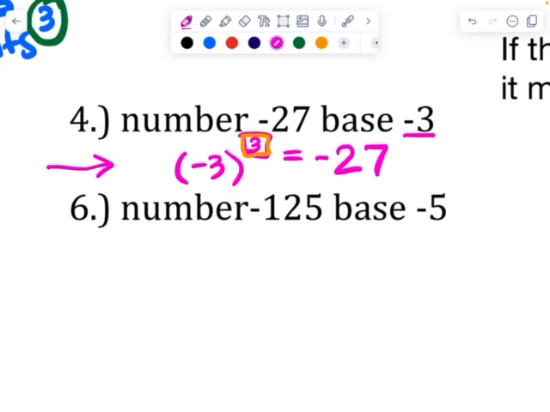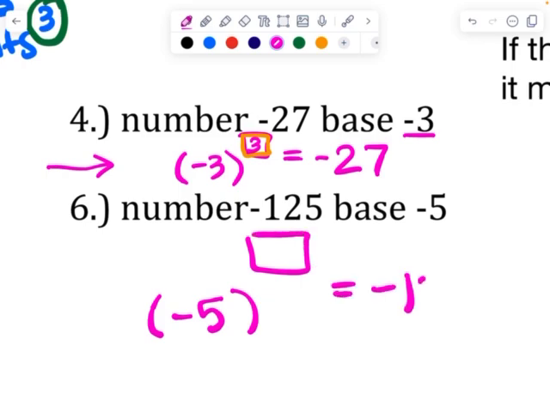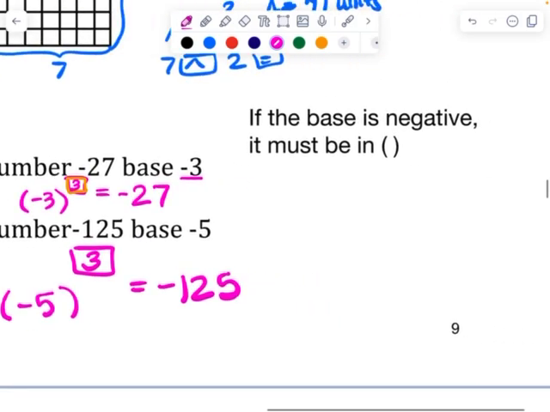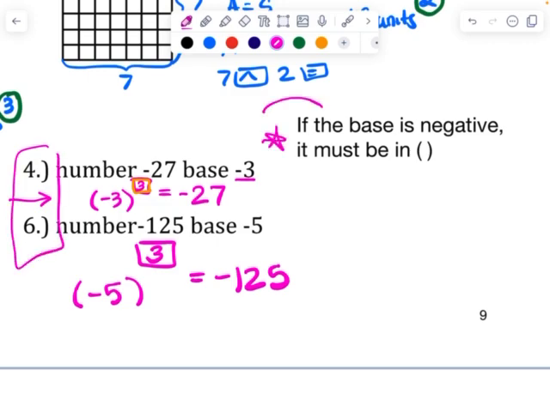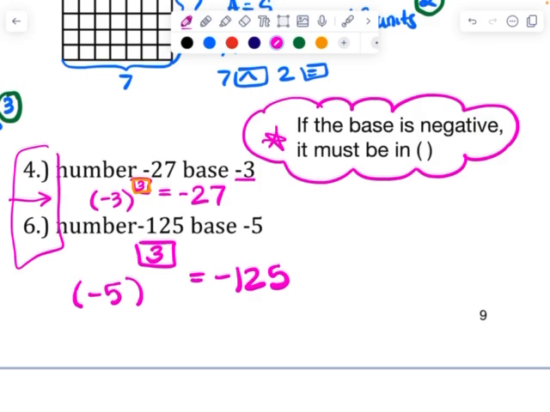Try number 6. We're going to have a base of -5. You find the exponent, but we need a number of -125. Hopefully we got a value of 3 again. All right, so take a look. If the base is negative, like it was here in numbers 4 and 6, it must be in parentheses. I'd like you to write this or type this into your notes. If the base is negative, it must be in parentheses.